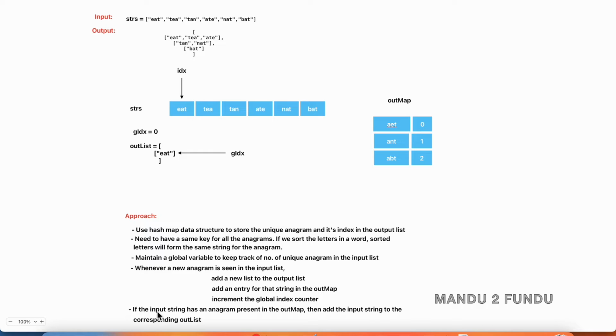list. If the input string has an anagram present in the outmap, for example in the case when we process the second one, we already have an entry, so we pick up this index and add this word tea to this list. We keep repeating that process until we process all the elements in that array. Finally, we get the anagrams grouped together.